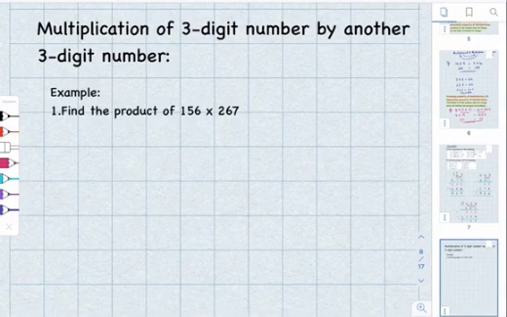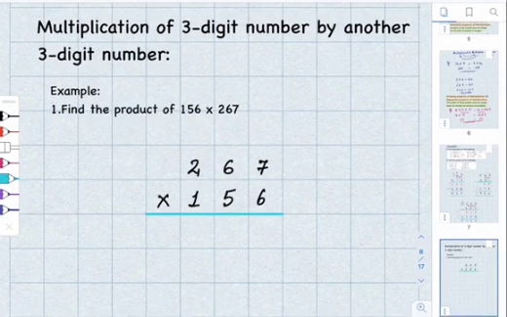267. Children, for an easy multiplication process, we will first write all these numbers one below the other. To start off, as we have understood in the properties of multiplication, I can change the order as well. So this can be written as 267 into 156 also. Understood? Now for the first row.